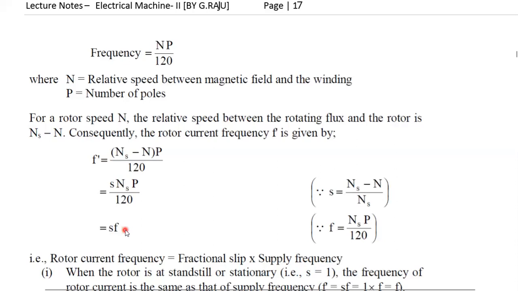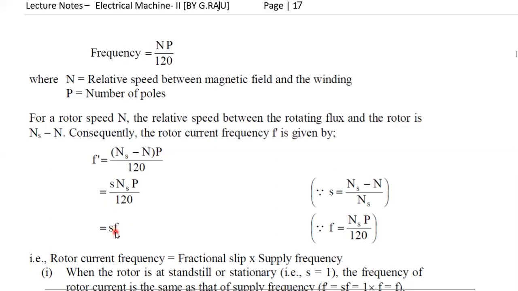So stator frequency is nothing but supply frequency. Am I right? We are giving the power supply to the stator winding directly. That means the three-phase supply or single-phase supply is given to the stator winding only. That's why stator frequency is called supply frequency only, generally 50 Hz.